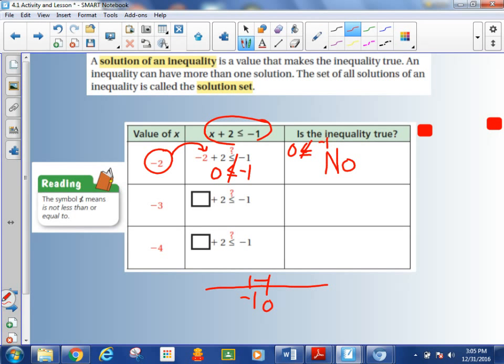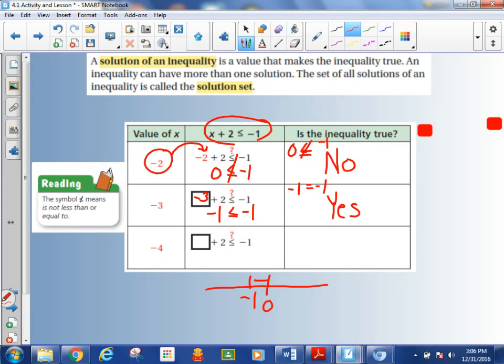Okay, so the next one we have -3. So I'm just going to put -3 in this box. So now if I do -3 plus 2, that's going to give me a -1. And then I'm going to bring that symbol down. Is -1 less than or equal to -1? Yes. Okay, because -1 can equal -1, right? So then it's a true statement.